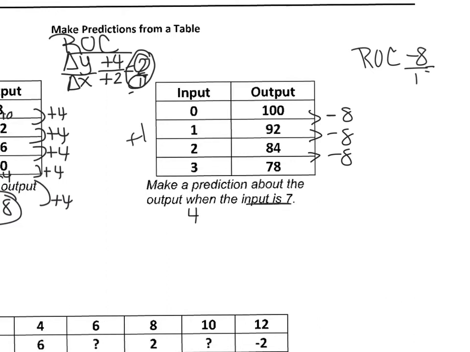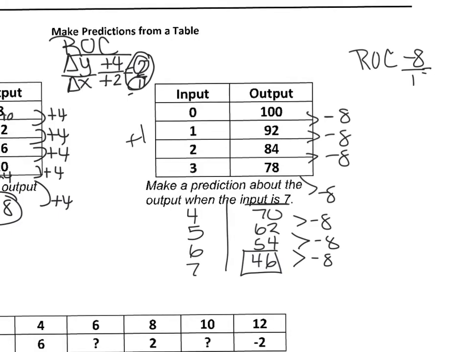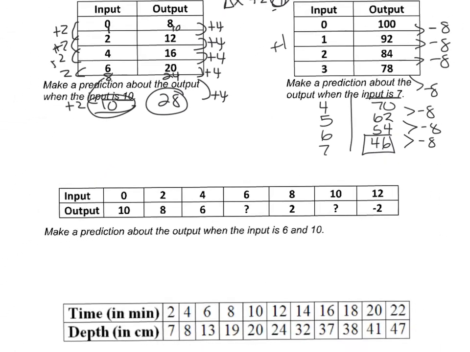So we need to go ahead and extend this table to 4, 5, 6, 7. So we're going to go down 8, and that would be 70. So down 8 is 62. Down 8, 54. Down 8 would be 46. Okay, so my input's 7, my output will be 46. Okay, it's just extending those tables out.